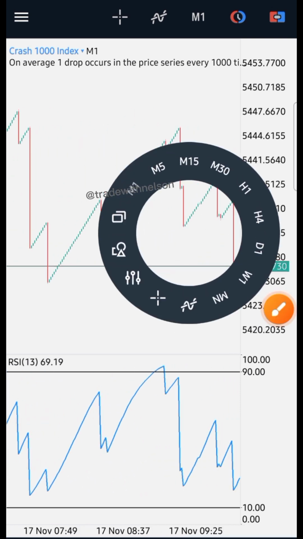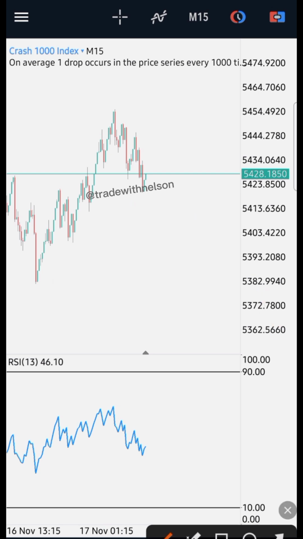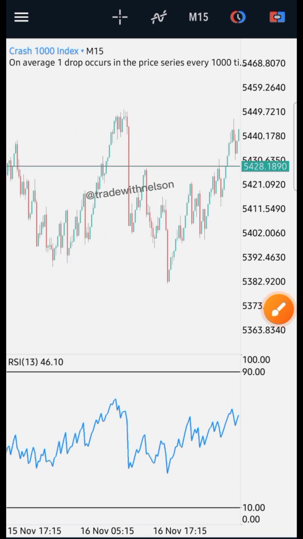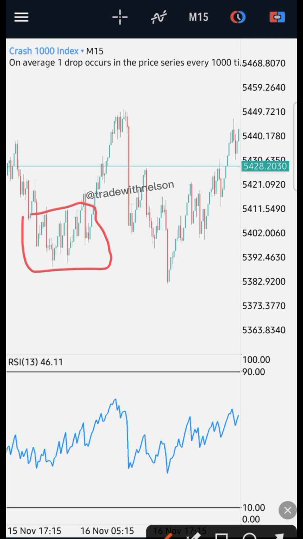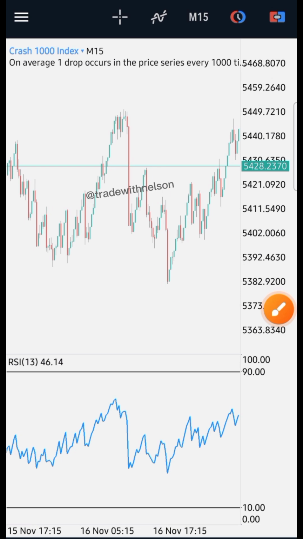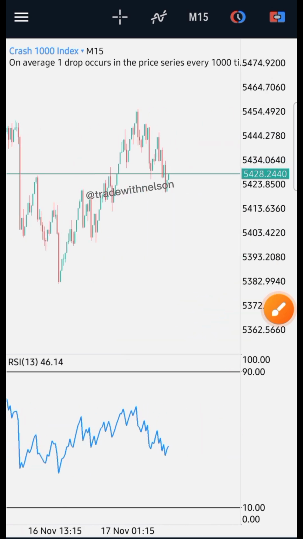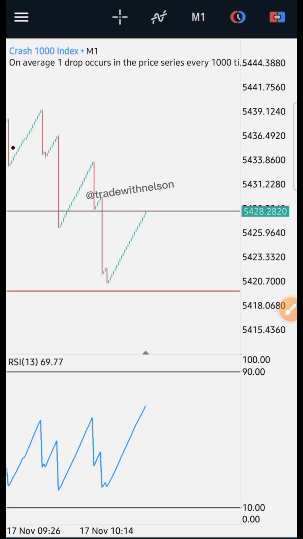So let's go to our 15 minutes time frame. What we are focusing on is when the market is in a downtrend and when the market is ranging like this one, or when it is in a downtrend like this one. So we go to our 1 minute time frame. Let me mark that out. So I will mark this out. So let's go back to our 1 minute time frame.